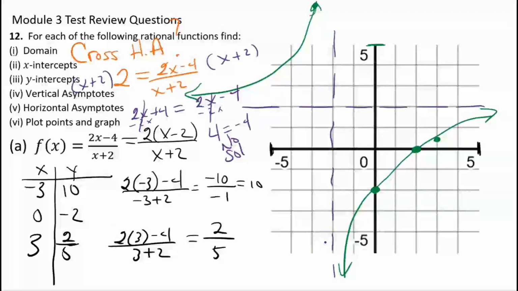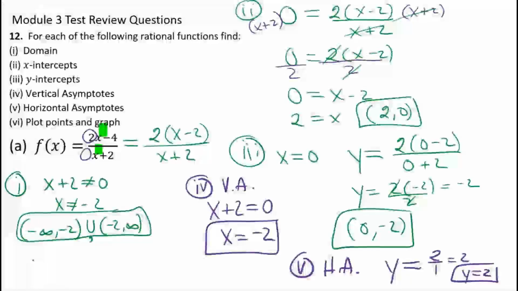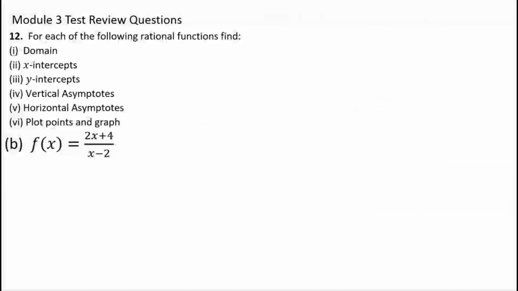Let me try this again. Let's try another one. Now here we go again. This almost looks just like the last problem. Is it 2x plus 4 over x minus 2? 2x minus 4 over x plus 2 is different. Notice I just changed things up just a little bit. I had to be sure. All right, so this is a different problem.